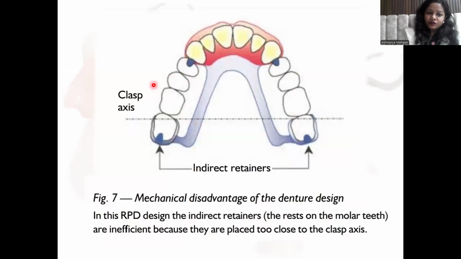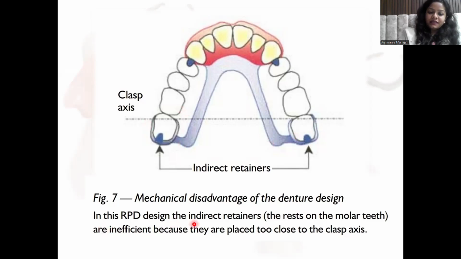So here is one example. In this case, these are the primary retainers, and this is the fulcrum line along these two retainers, because it's a class 4 condition. So in such a situation, the farthest position for the indirect retainer is this last molar.